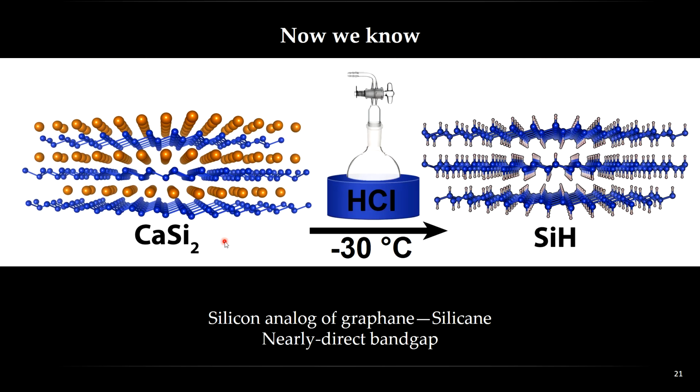So, in conclusion, our results indicate that the product of the reaction between calcium disilicide and hydrochloric acid is the silicon analog of graphene, that is hydrogenated graphene, and this would be called silicane. We find that the silicon atoms, just like in graphene, are hexagonally arranged and comprise a monolayer terminated with protons. We also find that the silicon nanosheets have a nearly direct band gap.